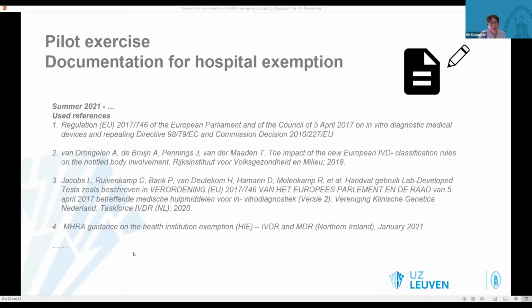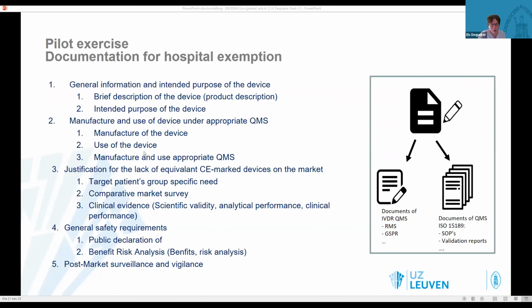So we did the pilot exercise in the summer of 21, where we used different guidelines which were available at that moment, and we made a template where we put the information that we think we have already in our quality system. So this is a template that we think we need for documentation of the hospital exemption. Templates are already circulated in some countries for helping and guiding us, but most of us are waiting on the guidelines document that will be published soon about hospital exemption.